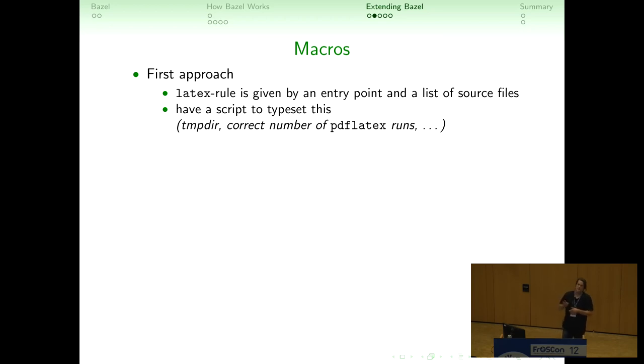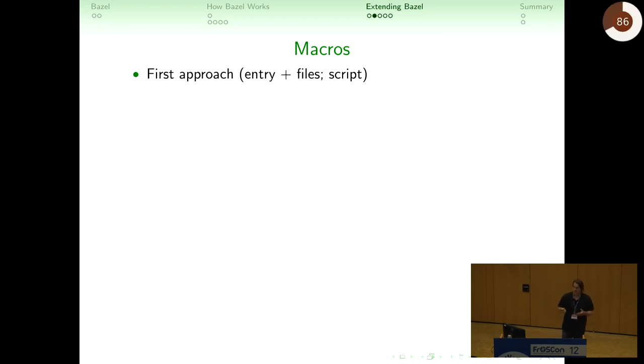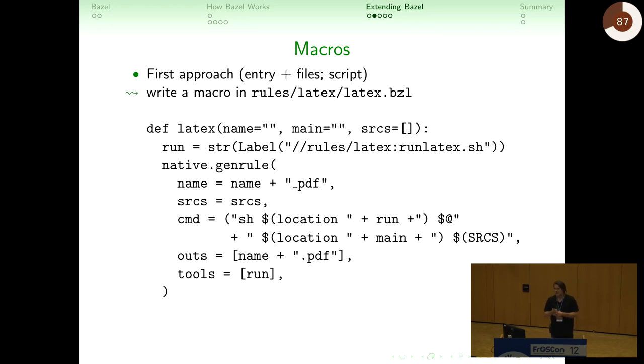Oh yeah, I should mention that, as every sane build system, Bazel generates and executes the commands and writes the output in a file that is outside the source tree. So it can work with a read-only source tree, which should by now be standard for a proper build system. Okay, so you have your script and the interface, and then the first approach is what we call a macro.